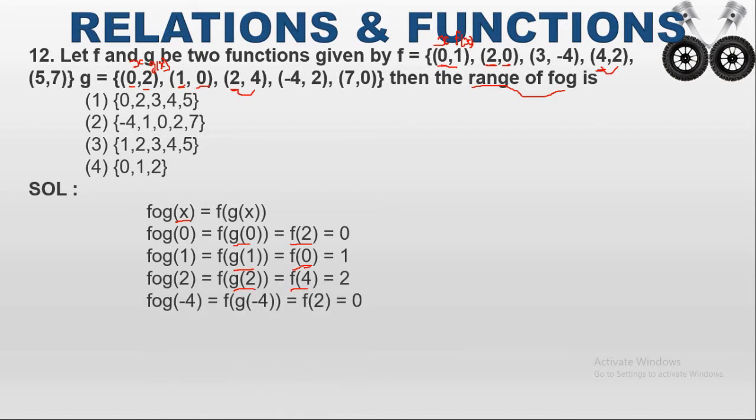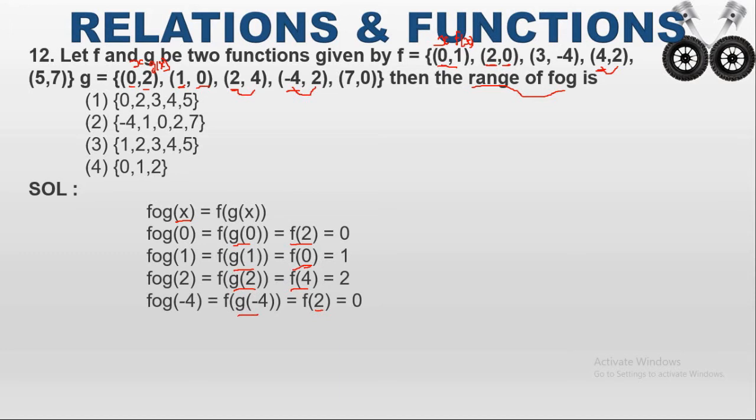So what is the fourth ordered pair's input? The fourth ordered pair's input is -4. So I take f composition g of -4, which can be written as f of g of -4. For the input -4, what is the output? The output is 2. So instead of g of -4, I can write 2.